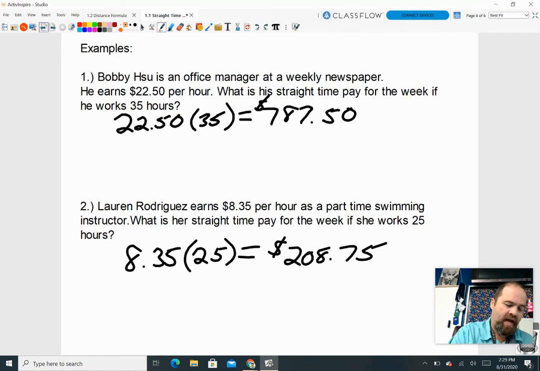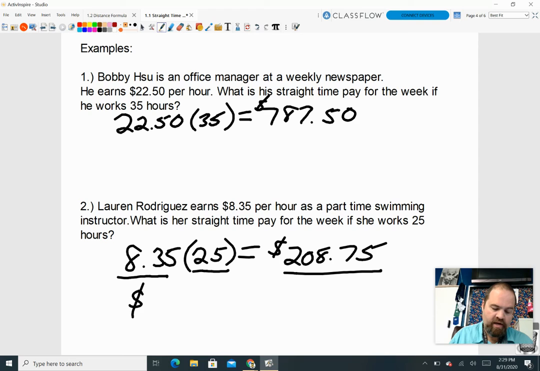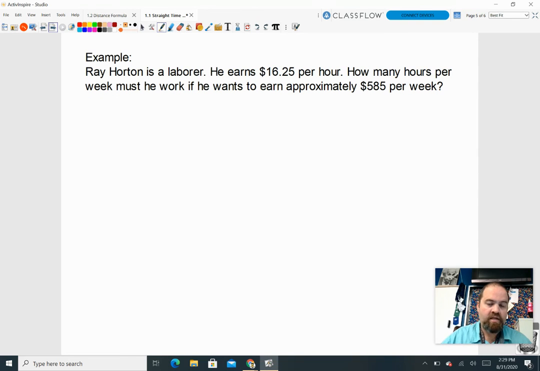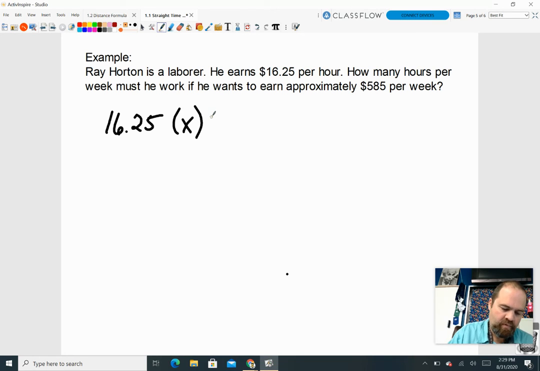So if you go back and look at how we set up the other problems, we took the dollar amount times hours was the dollar amount, right? A dollar amount here times hours here gave us a dollar amount here. Same kind of setup, but we're going to be missing the hours this time. So I'm going to take $16.25, my dollar amount, times my hours. I don't know what those are. A little bit of algebra. Equals $585. Again, dollar amount, hours, dollar amount.